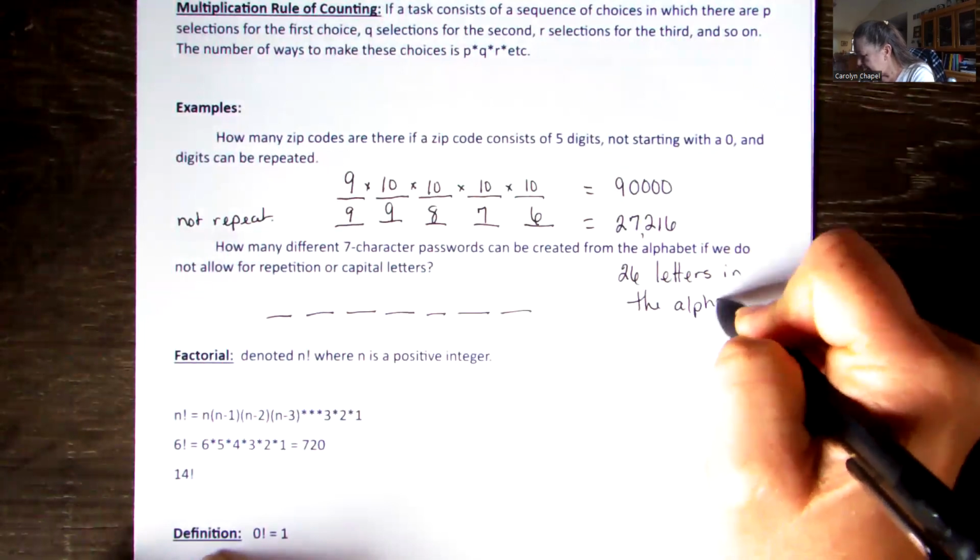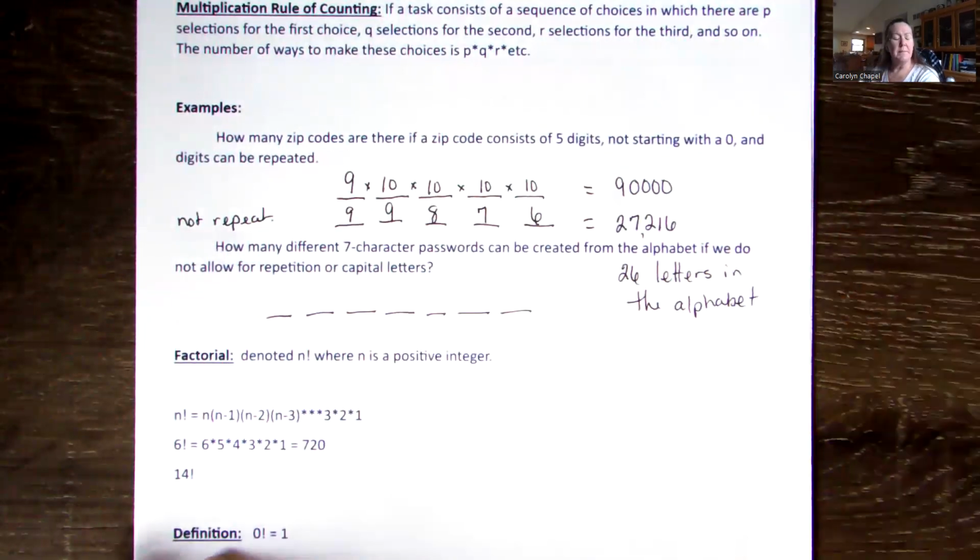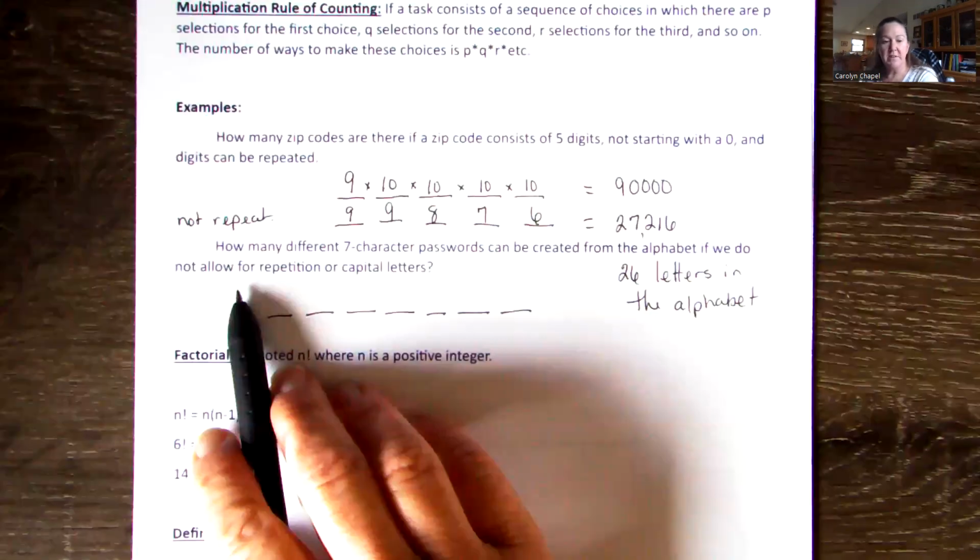Sometimes that's one of those things you knew, but sometimes slips off the top of your head. So we do have 26 letters in our alphabet. There are other alphabets that have more or less. And we are going to create something that does not allow for repetition.